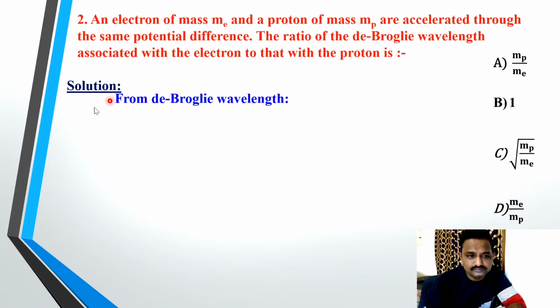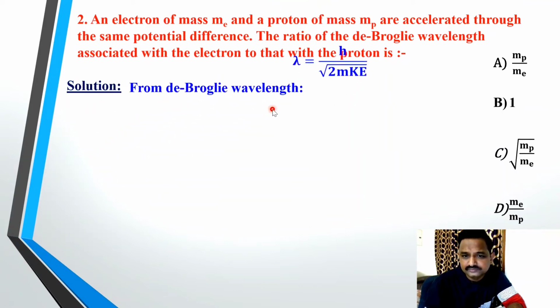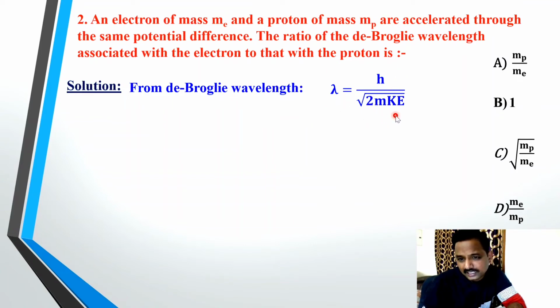Solution. From de Broglie wavelength, we have lambda is equal to h by root over 2m KE. KE means kinetic energy. Now in the place of kinetic energy, I wrote electron volt, that is e into delta V, where e means charge of electron or proton and delta V means potential difference. So in this equation, h is constant, e charge is constant and potential difference is also constant.